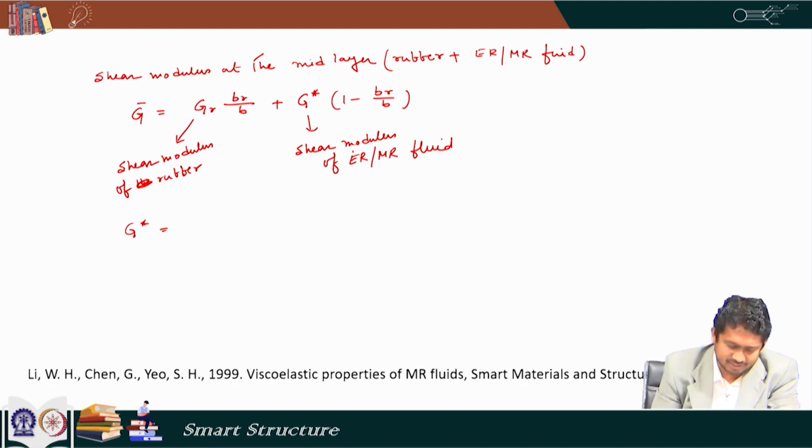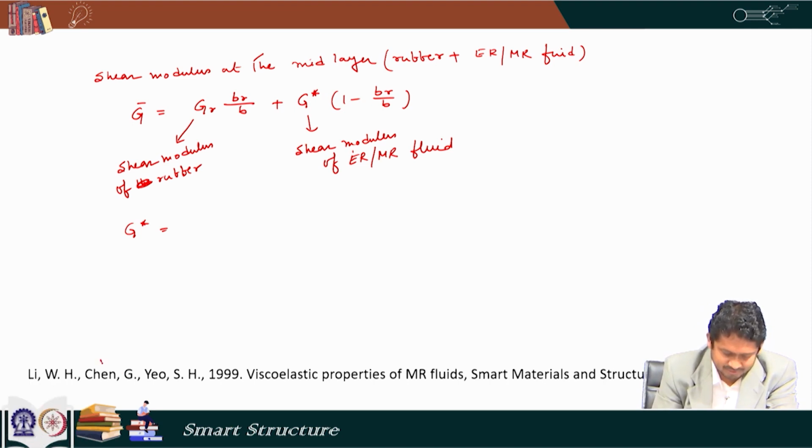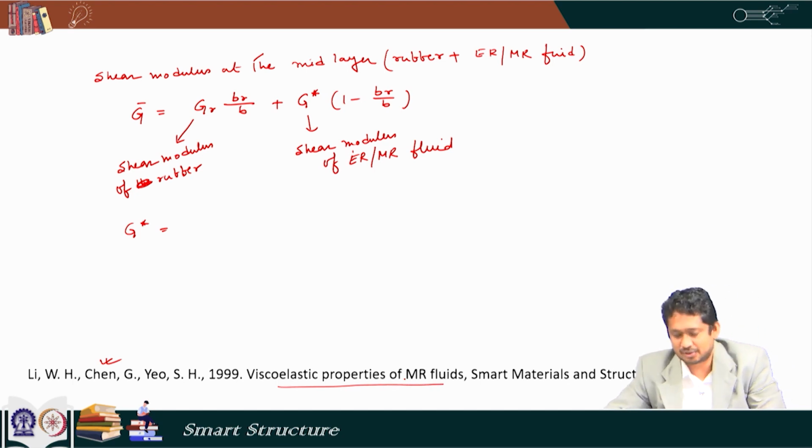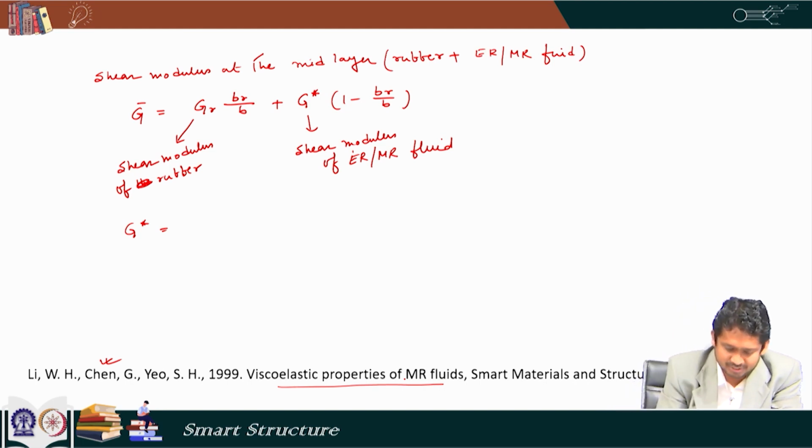Now, for G star, which is the shear modulus of the ER and MR fluid, we use the constitutive relation that we discussed last week based on the paper by Chen and Yo. So, here we saw the viscoelastic property of the MR fluids. Here the pre-yield viscoelasticity was incorporated in the model, and that is what we are going to use here. So, G star, as we saw, has two parts, one is G prime plus i into G double prime.